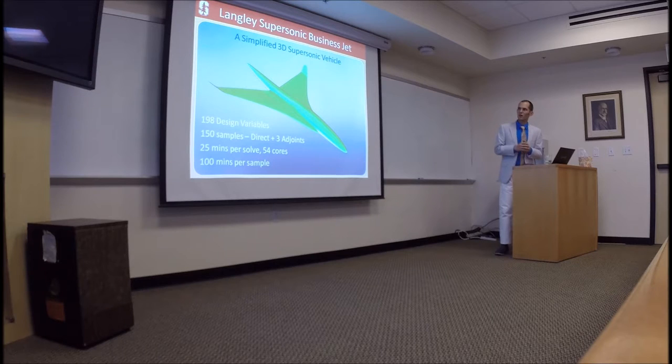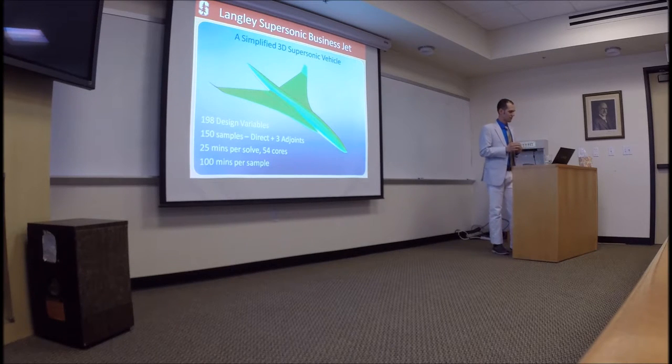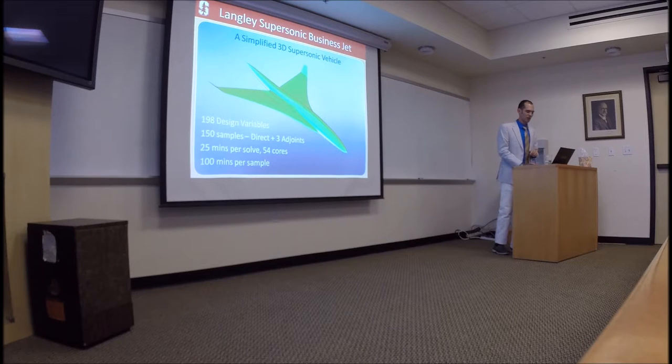This is a simplified model of the Langley supersonic business jet. It's a design that's based on a significant amount of effort that came out of NASA and academia and included studies of mesh refinement requirements and a comparison to wind tunnel tests. Only the fuselage and the main wing are modeled to keep things simple. I collected 150 samples, each with a direct and three adjoint solutions to provide gradients. And each sample of all of these solutions took about 100 minutes on 54 cores.